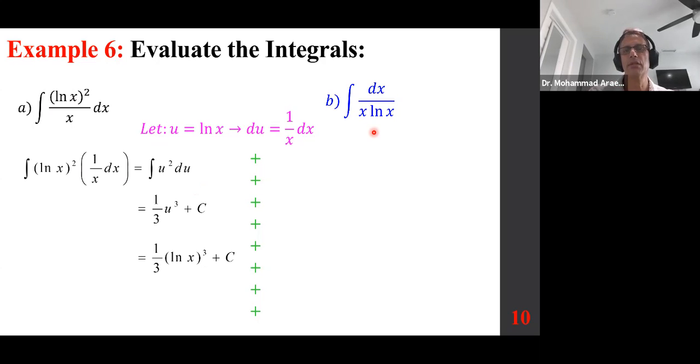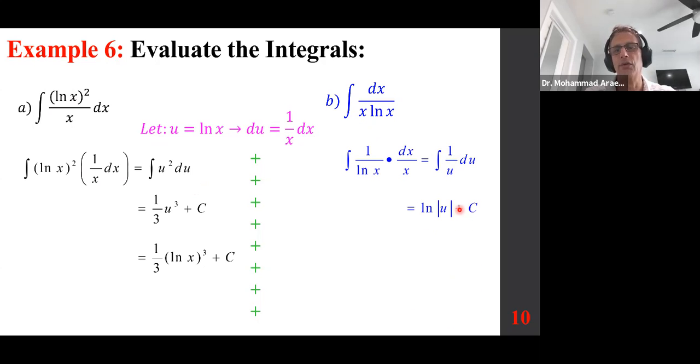Same thing happens in part B. You rewrite it so you can see various components. And now 1/u itself becomes a natural log, and replace the u.